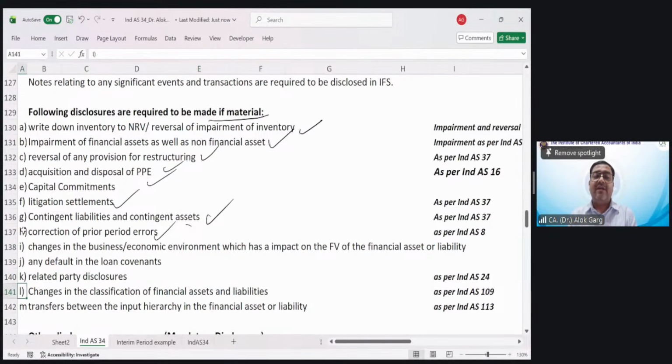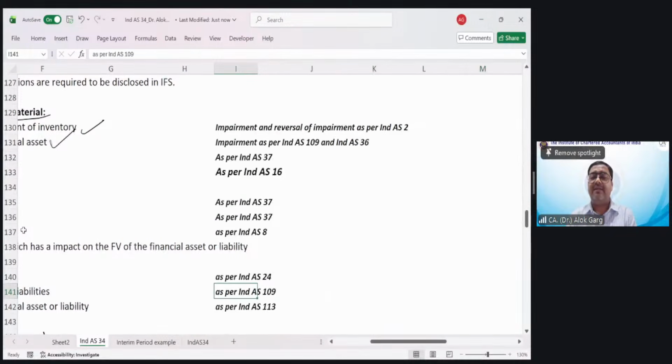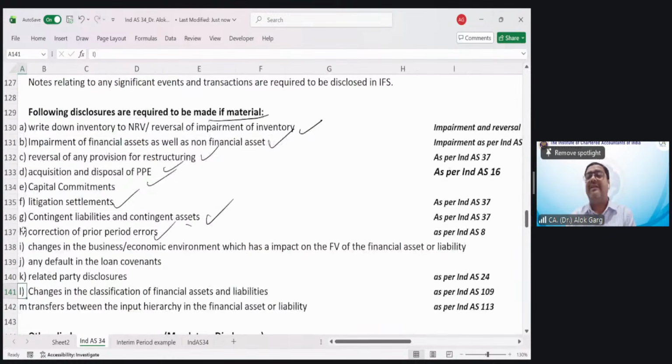Changes in the classification of financial assets and liabilities. If there is any change in the classification of the financial assets and liabilities as per Ind AS 109, it is required to be disclosed. For the time being, just remember changes in the classification. You will be able to understand when you read Ind AS 109.